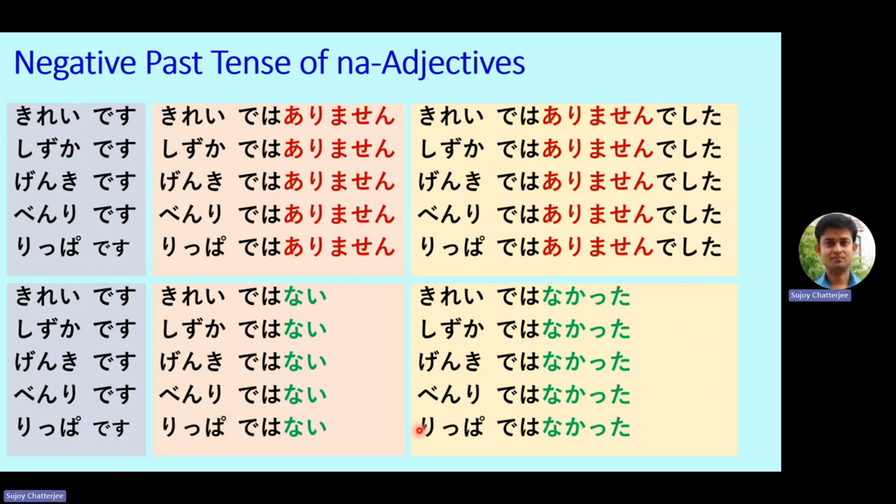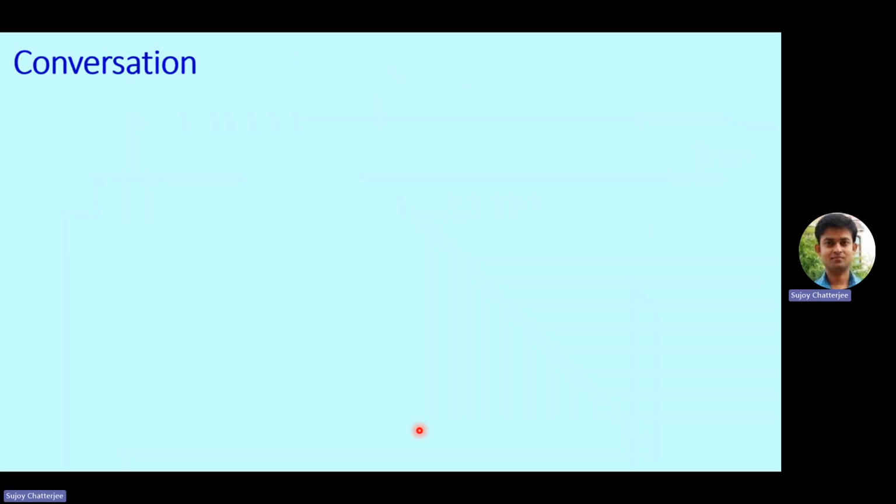So these are the rules of writing the present, past, negative present, and negative past tense of different adjectives. So please practice all these so that these things get embedded in your mind. Now we will look into a very interesting conversation in Japanese, which will involve several aspects of Japanese grammar, including these negative and past forms of adjectives.